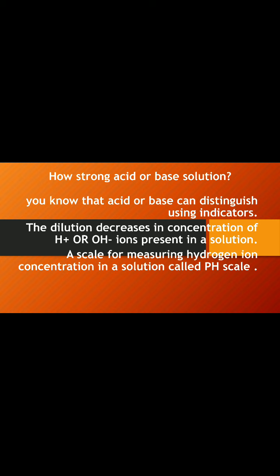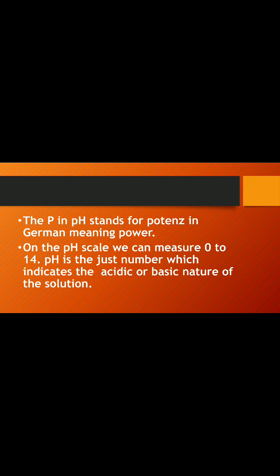To know this particular concept, we use a scale for measuring hydrogen ion concentration in a solution called the pH scale. The P in pH stands for potenz in German, meaning power. On the pH scale, we can measure from 0 to 14. The pH is just a number which indicates the acidic or basic nature of the given solution.